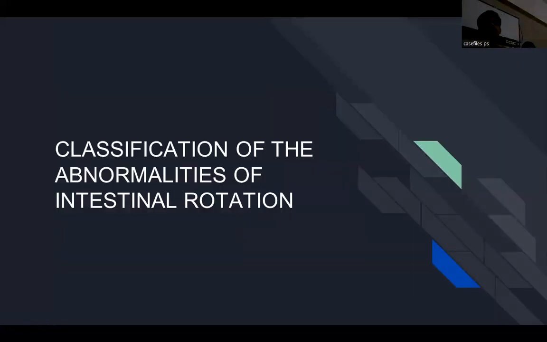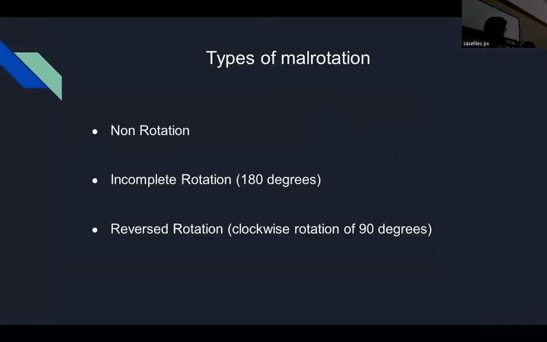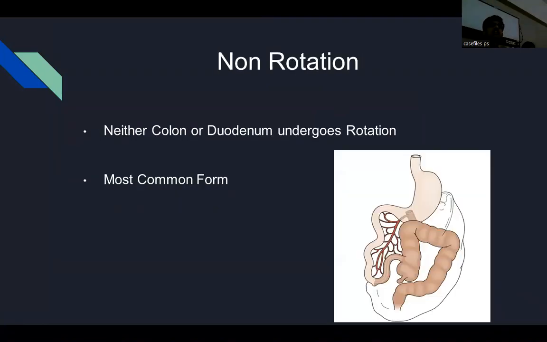The classification of intestinal abnormalities of intestinal malrotation: there are three types of malrotation described. First is non-rotation, second is incomplete rotation, and third is reverse rotation. In non-rotation, neither the gut nor the colonic loop undergoes rotation, and the colon and the cecum will lie on the left side of the superior mesenteric artery, and the duodenum will lie towards the right side of the superior mesenteric artery.